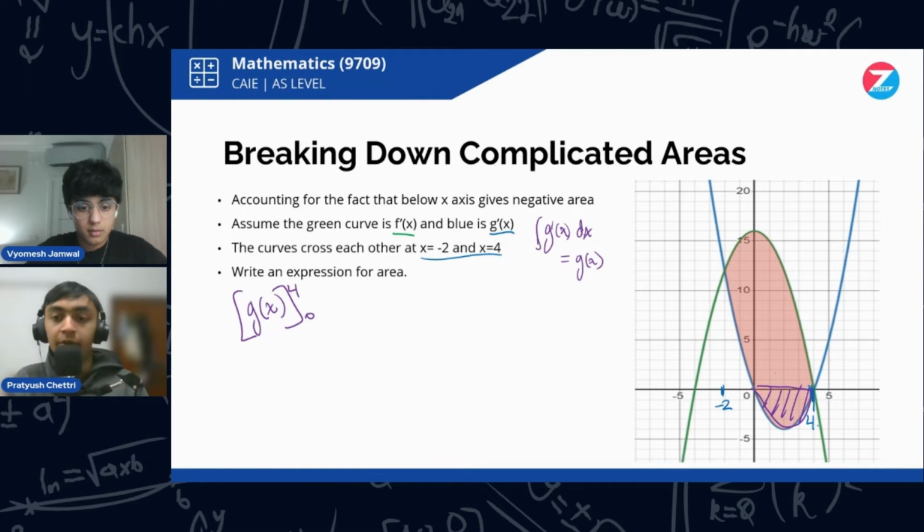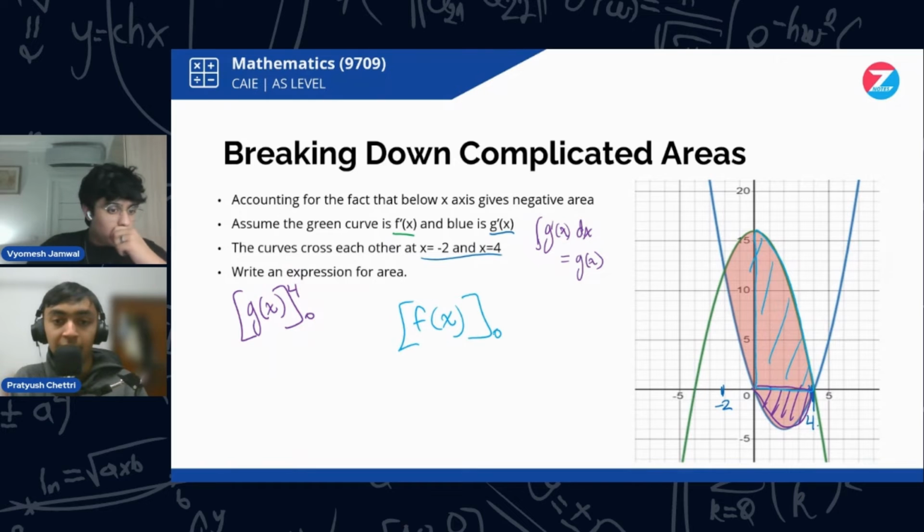Now I'm going to do another one. I want this area here. Since that looks nice and clean by itself, it's just the area under the green curve here. So I'm going to write f of x, which is the integral of f prime of x, going from, again, 0 to 4. That's another one. Now I'm going to get the third bit.